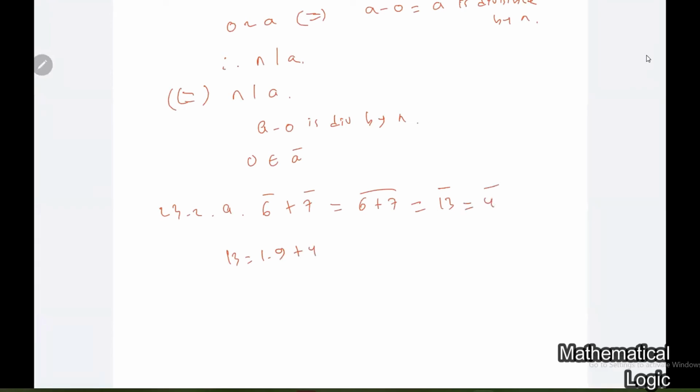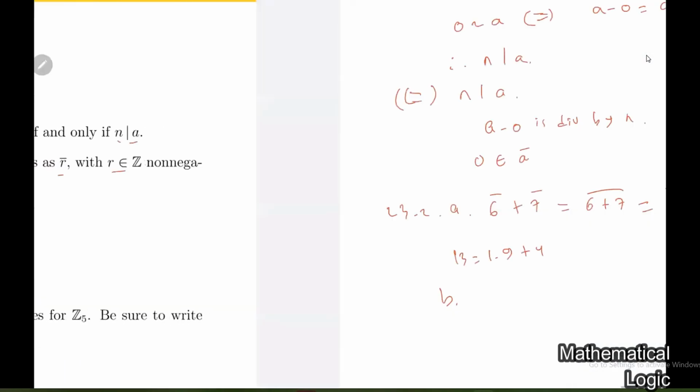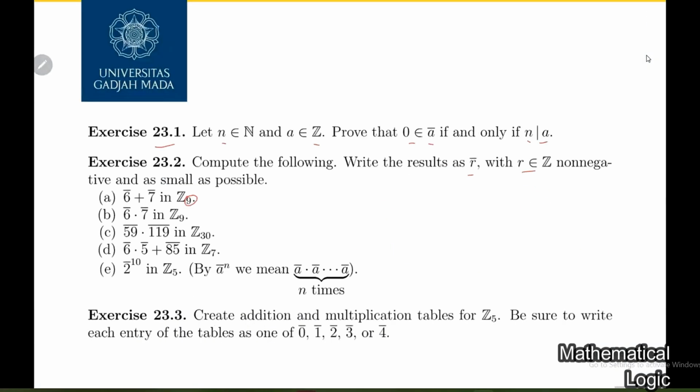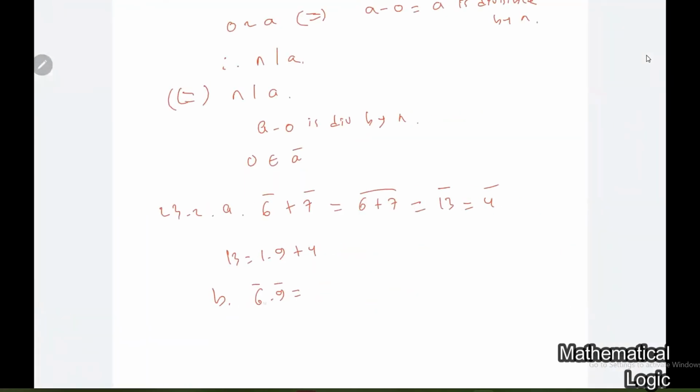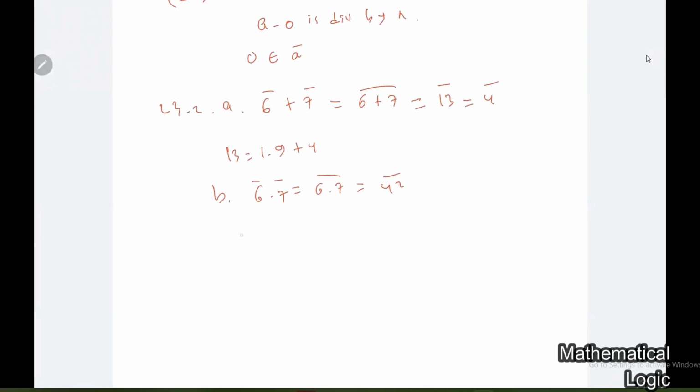So that's it. And for B, 6 times 7 in Z9. 6 times 7, sorry. So this one is 6 times 7 bar, which is 42, right? And you know that 42, when you divide by 9, what is it? 4, right? 4 times 9 is 36. 36 plus 6. So this one is equal to 6 bar.